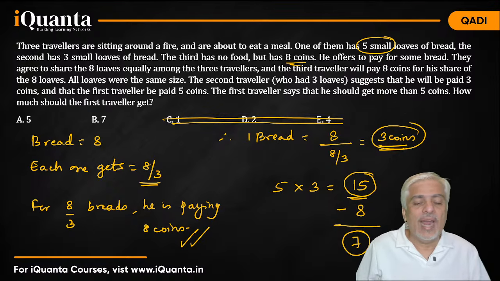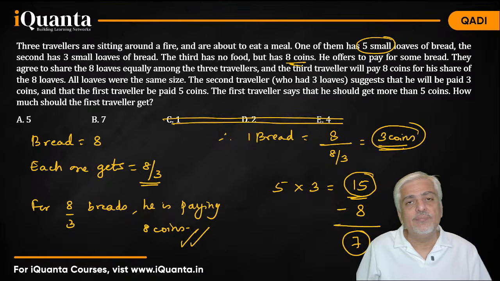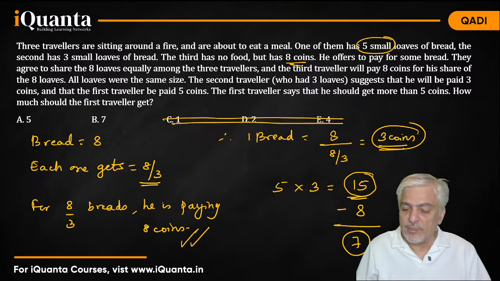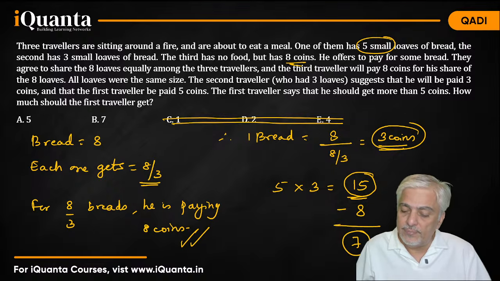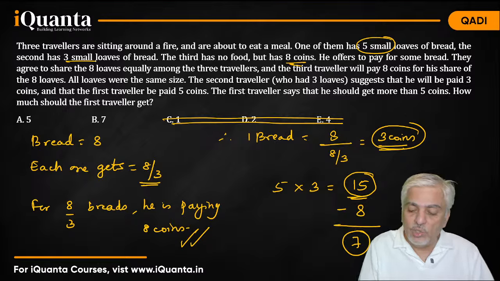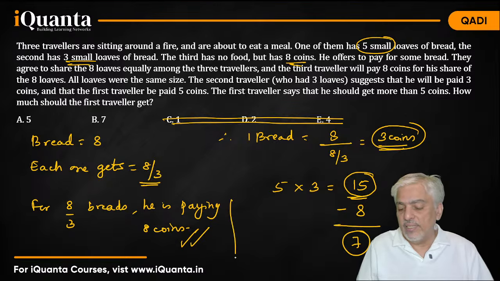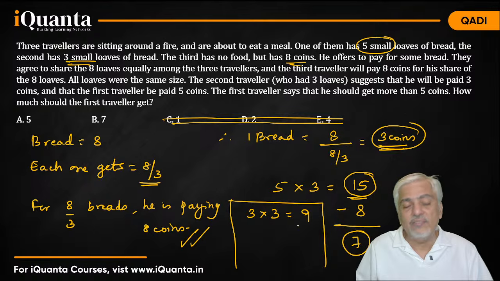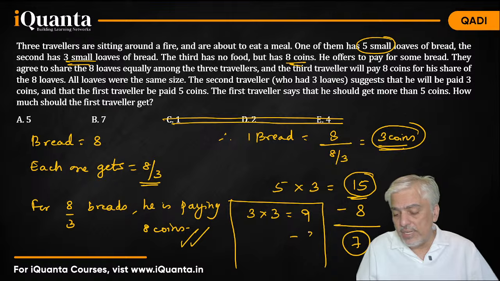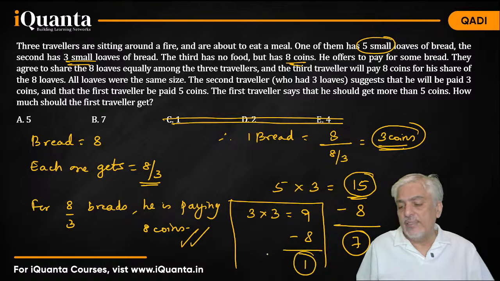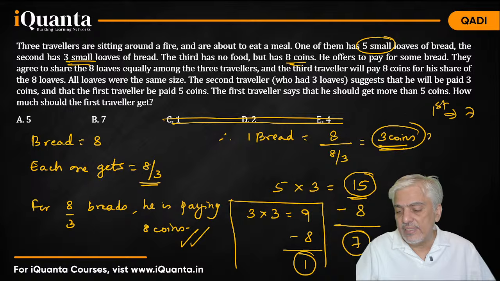Okay, and if you look from the second person's perspective, how many breads did he have initially? He had only 3 breads. So 3 3s are 9 coins worth of bread he has. He is going to eat 8 coins worth of bread, which means he should get only 1 coin. That means the first person should get 7 coins, the second person should get 1 coin.